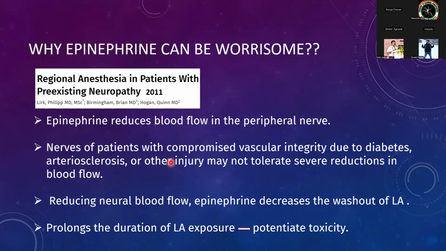Now, why can epinephrine be worrisome in such patients? As we are aware, epinephrine reduces the blood flow in the peripheral nerve, but patients who already have compromised vascular integrity may not be able to tolerate such a severe reduction. Again, it reduces the neural blood flow, and epinephrine decreases the washout of the local anesthetic agent, so there is a prolonged duration of the drug around the nerve, again potentiating the toxicity.